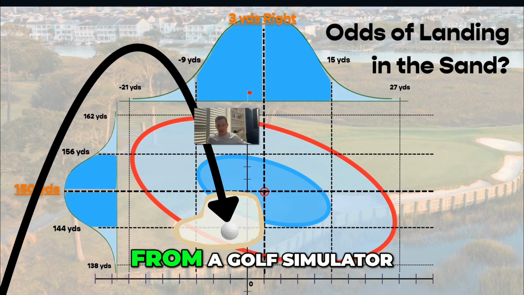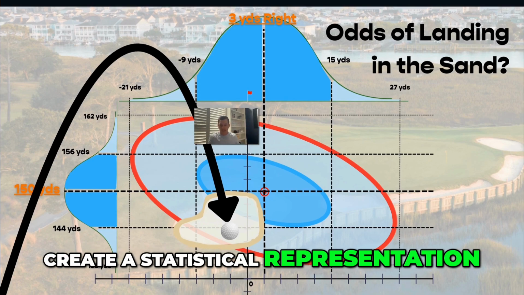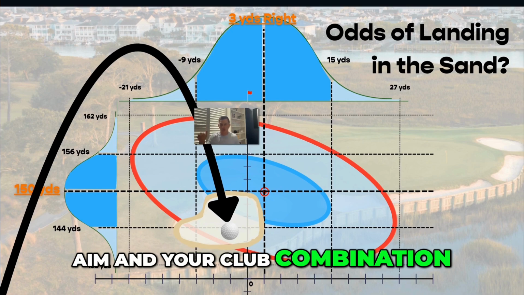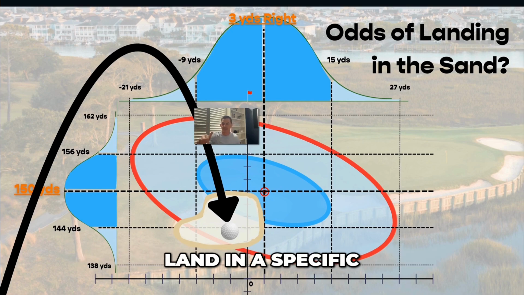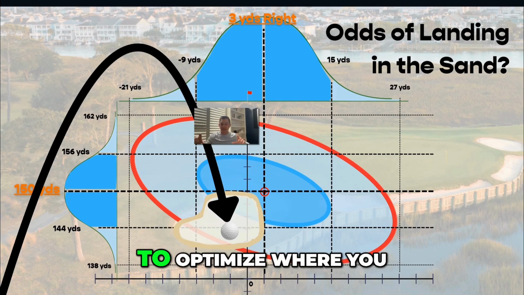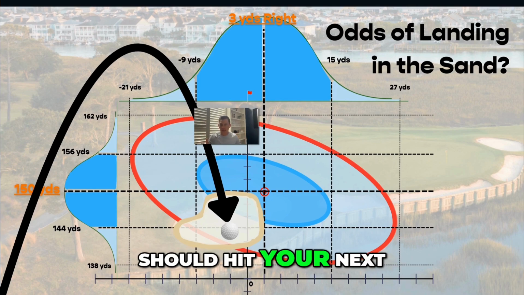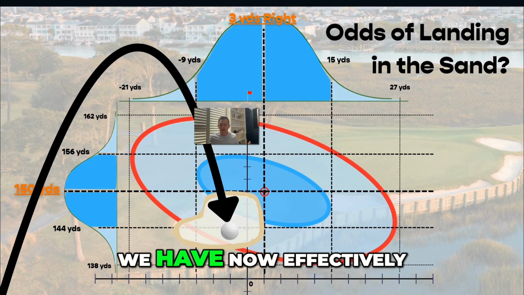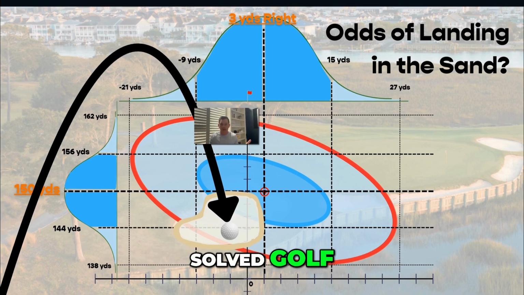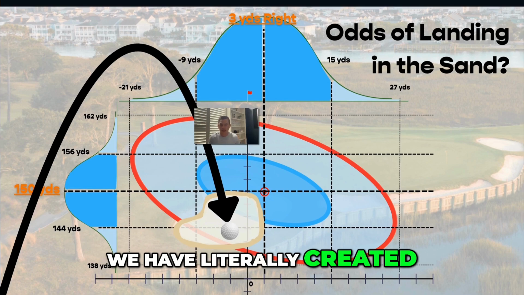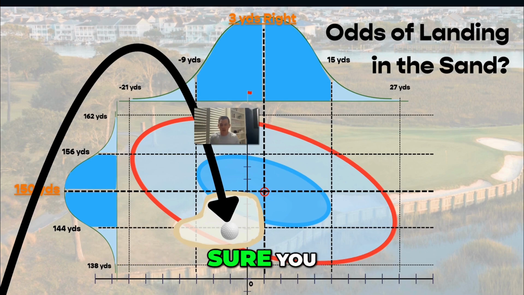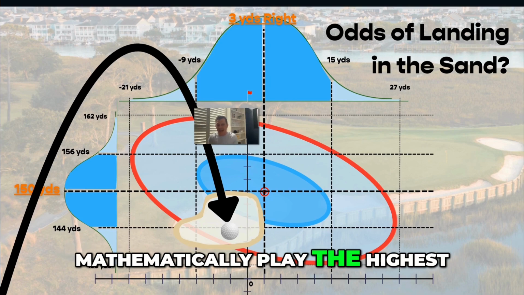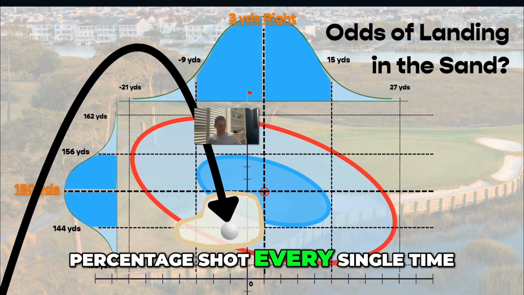We can take data from a golf simulator, create a statistical representation of your dispersion pattern, calculate based off of your aim and your club combination what the odds are your next shot will land in a specific area of the golf course, and then use that to optimize what club and aim you should use for your next shot. We have now effectively solved golf, right? We have literally created an equation that makes sure you mathematically, not abstractly, mathematically play the highest percentage shot every single time.